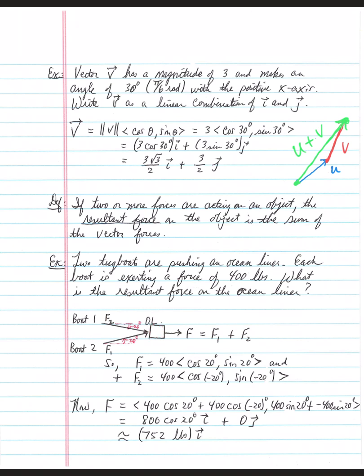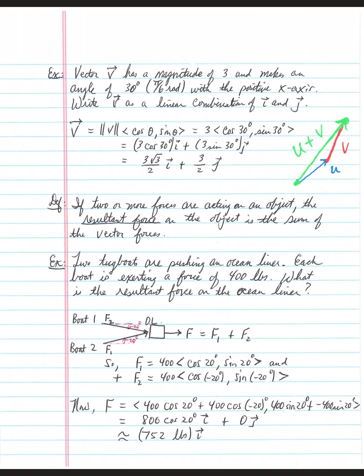But anyway, boat 2, from the parallel path, the ultimate path that the ocean liner needs to go, force 1 is 20 degrees up. Force 2 from the other tugboat is 20 degrees down. There's an illustration of this in your e-text if you want to look it up. It's section 11.1 in the Larson book.